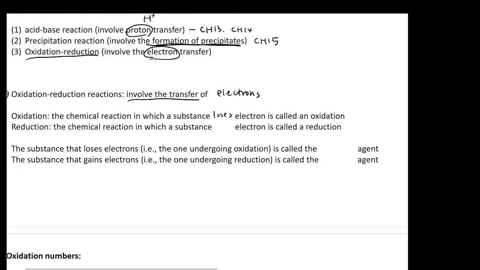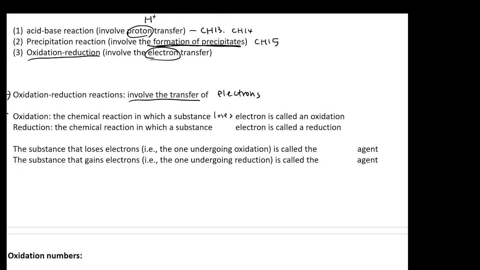On the other hand, if in a chemical reaction a substance gains electrons, then we say that substance undergoes a reduction reaction. Just a highlight here, okay? If the substance loses electrons, it undergoes an oxidation reaction. If a substance gains electrons, it undergoes a reduction reaction.